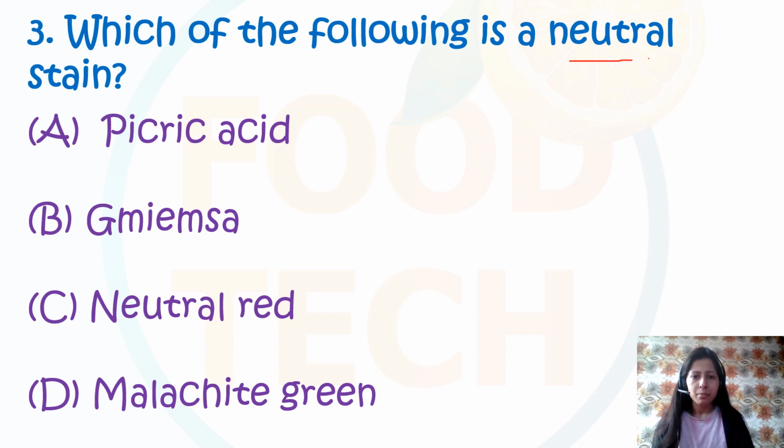Picric acid is actually a yellow crystalline solid which is used as a fixative. Whereas option number B, Giemsa. So what is Giemsa? It's a differential stain which is used to differentiate between different types of microorganisms. Option number D, malachite green. What is malachite green? It's a basic stain which is used to stain spores or vegetative cells of bacteria.